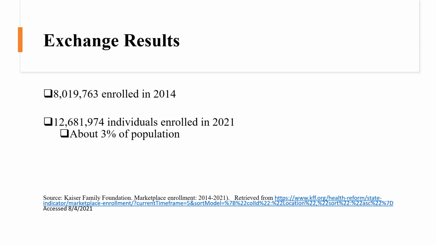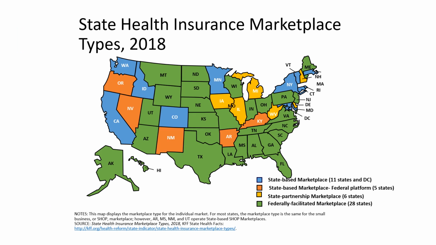So the results for the exchanges are pretty significant. We have about 3% of the U.S. population that has enrolled in them as of 2021, roughly 12,700,000 people, which is about 50% more than the initial enrollment, which occurred back in 2014.